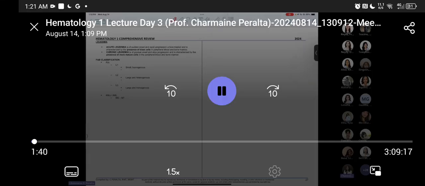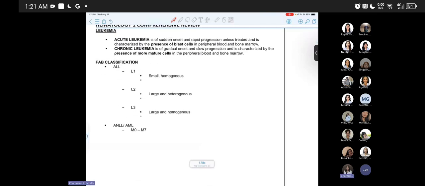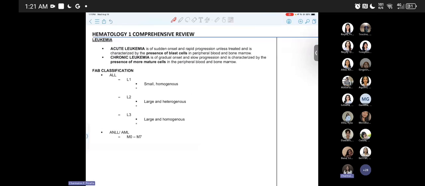So now we are in leukemia. There are two types of leukemia, acute leukemia and chronic leukemia. Acute leukemia, just like any acute condition, pag sinabing acute, sudden onset and rapid progression unless treated, and is characterized by the presence of blast cells in peripheral blood and bone marrow. So sinasabi dito na sa acute leukemia, this is a sudden onset of disease or disorder, and this is characterized by STTL or shift to the left.